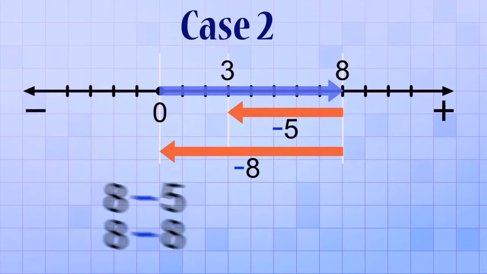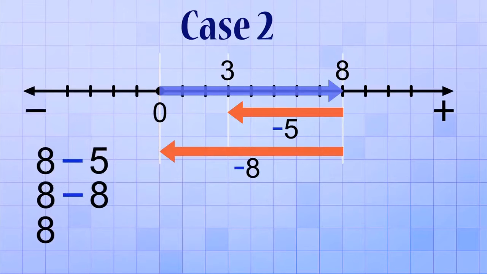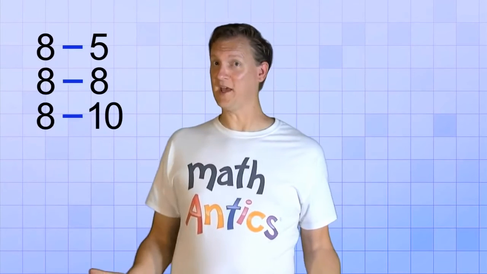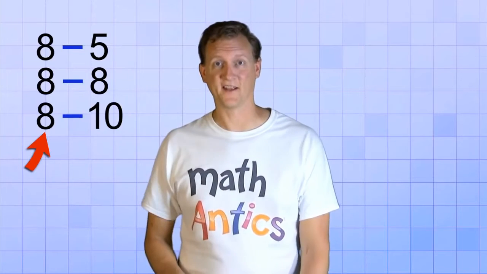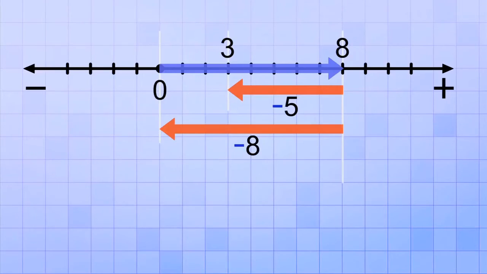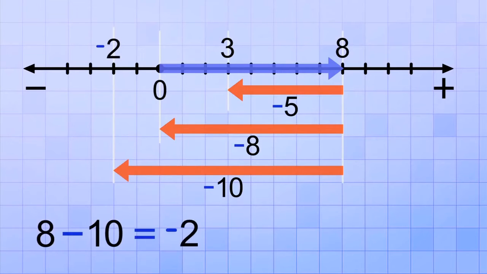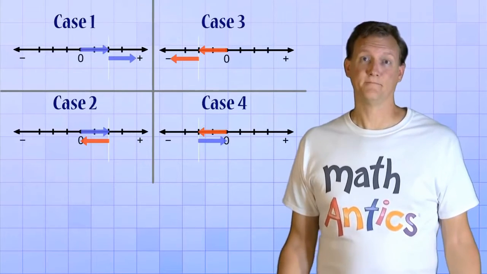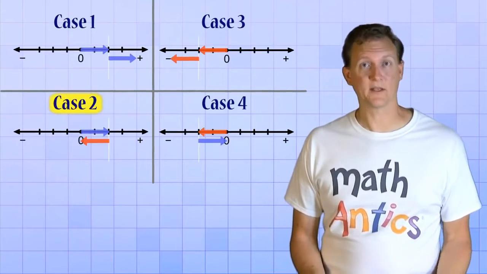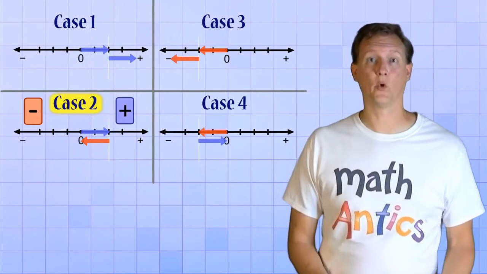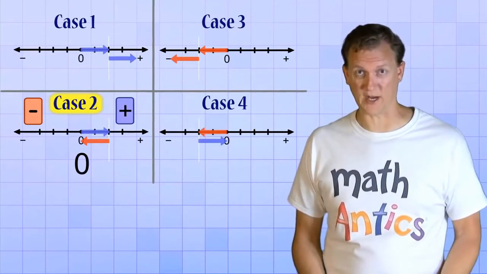But watch this. Let's start with positive 8, but then subtract 10 from it. Can we do that? Can we subtract a bigger number from a smaller one? Now we can. It just means that the answer we get will be a negative number. Starting with positive 8 and subtracting 10 takes us past 0 and down to negative 2 on the number line. So our answer is negative 2. As you can see, case 2 is a little more complicated because the answer can be positive, negative, or even 0 depending on the numbers you're subtracting.